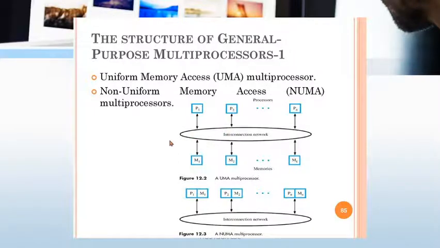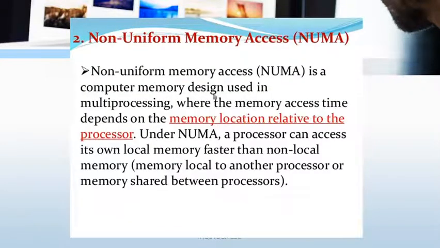So whenever a problem arises in processor 1, it will get support from processor 2. Whenever again some problem happens, it will get support from the last one and do the task immediately. And NUMA: what is NUMA? It is a computer memory design used in multiprocessing where the memory access time depends on the memory location relative to the processor. Also, under NUMA, a processor can access its own local memory faster than non-local memory.